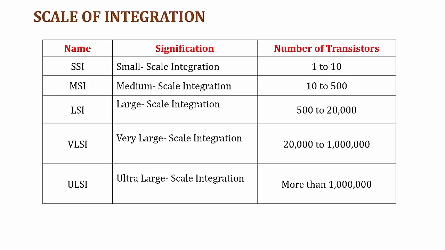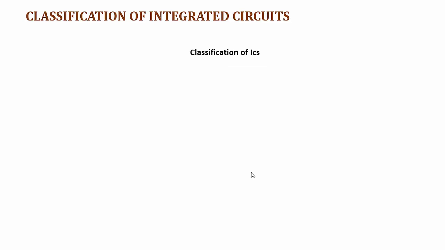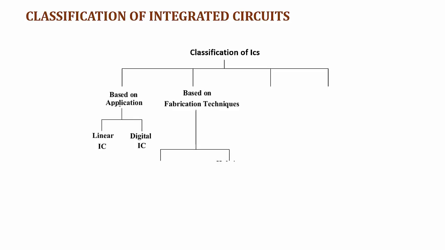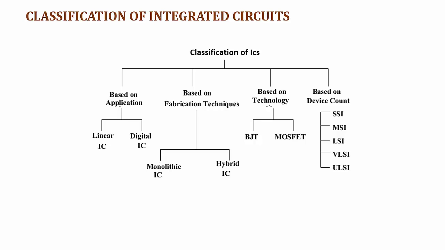Very large scale integration has around 20,000 to 10 lakh transistors, and ultra large scale integration deals with more than 10 lakh transistors inside it. So millions of transistors are inside a single chip, and this deals with the level of integration, that is, the scale of integration. As commonly classified, ICs are digital and analog ICs.